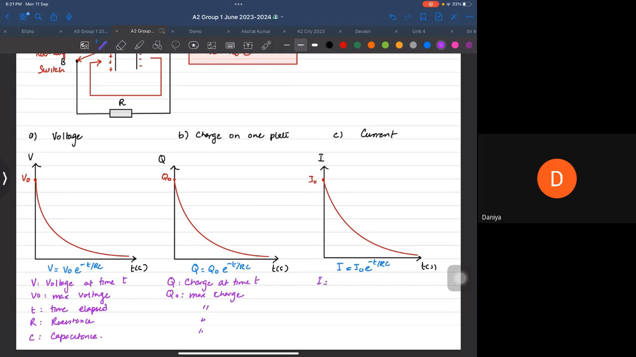Here I is the current at time t. I naught is the maximum current, and then the rest of the things are the same. Is it clear, everyone? You can draw this, please.